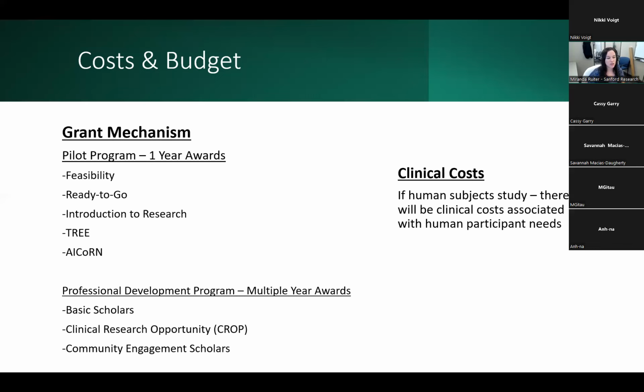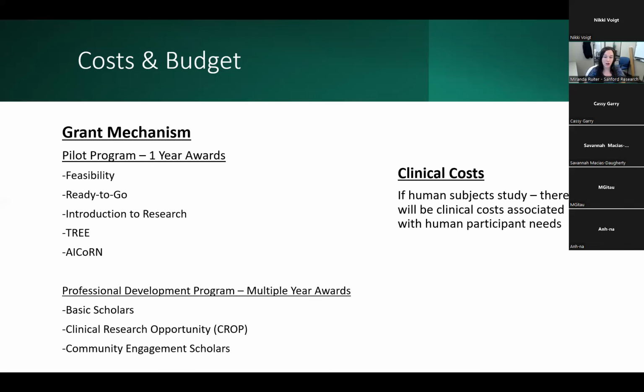So knowing which grant you would be interested in applying for that would fit the type of project you are aiming to do is important because each of them have different dollar amounts provided. So knowing how much you're going to be given and what you're aiming to do within that dollar amount is very critical. Similarly, if your project is involving another institution, so including a subaward, or is including human subjects clinical costs, that's another component you'll have to factor in.